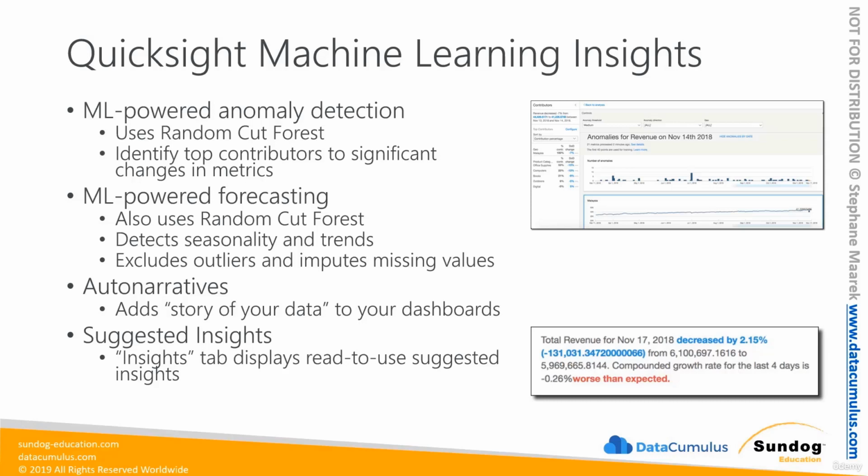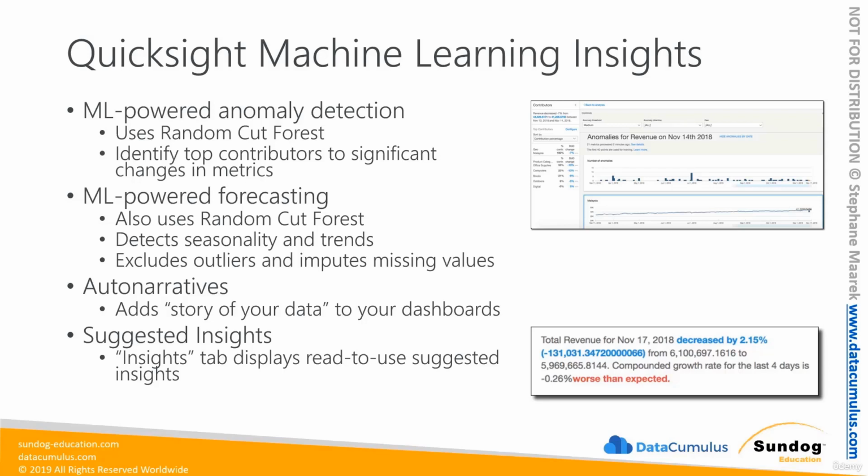Another machine learning insight feature is auto narratives. Basically, it adds what they call the story of your data to your dashboards in QuickSight. An example of what that looks like is here in the slide. So in this example from their documentation, total revenue for November 17th, 2018 decreased by 2 whatever percent from blah to blah, and compounded growth rate for the last 4 days is blah, which was worse than expected. So it just allows you to translate your data into plain English. And sometimes that's easier for people to consume than a graph or a visual. It allows you to interpret that data and do things like tell you, is this data good or bad, automatically using machine learning.